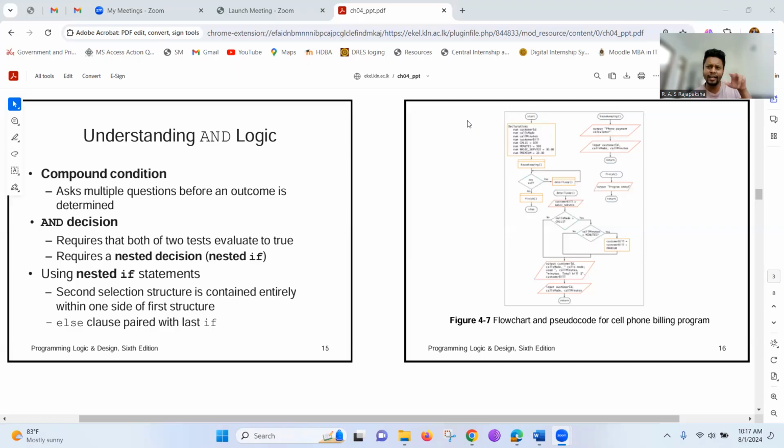And simultaneously, both questions need to have the true answer, which we can call the AND logic. Yes. Both need to evaluate to true. It requires the next decision. If you have the next decision, that is the place where we can use this AND logic.